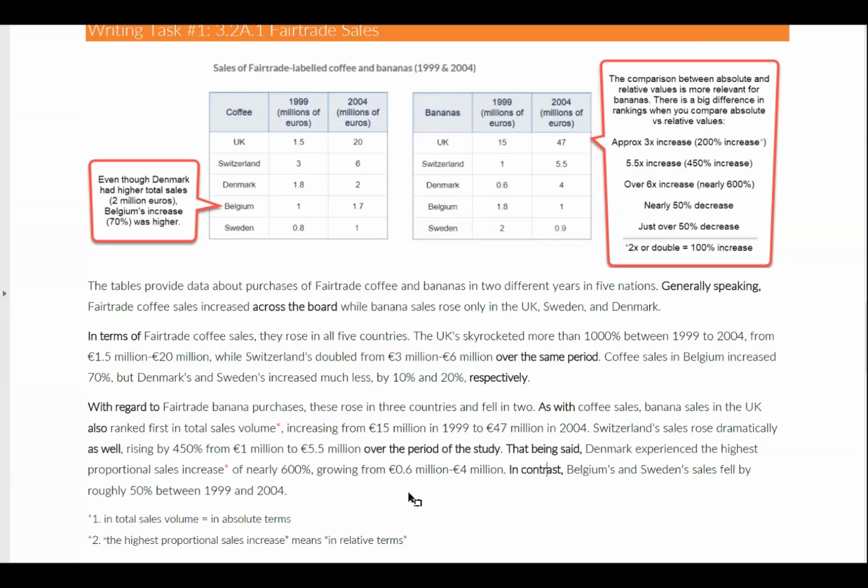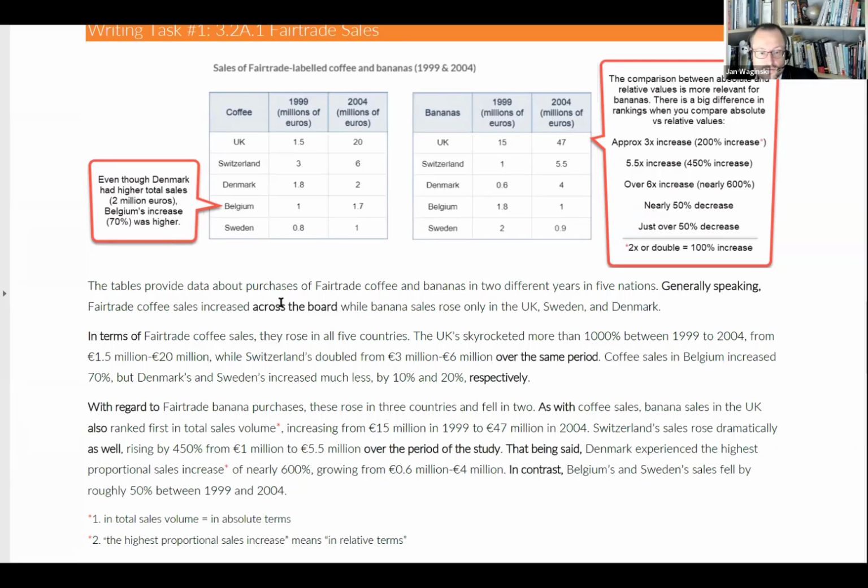Mr. John, in the first paragraph, where it's written that banana sales rose only in the UK, Sweden, and Denmark, Sweden didn't increase, rather it fell, decreased by like 2.9. Sorry, where? In the very first paragraph, the last line. Sweden. Yeah, you caught a mistake.